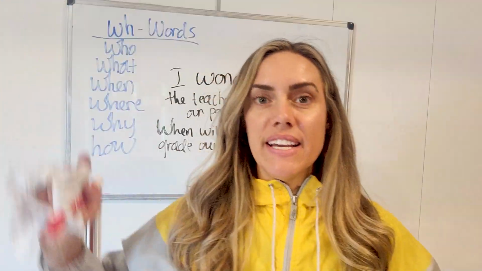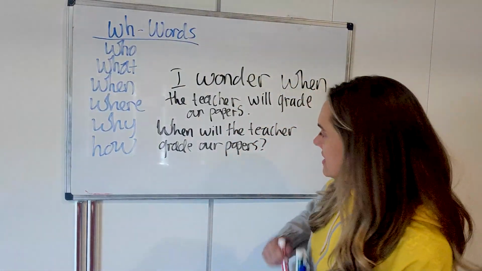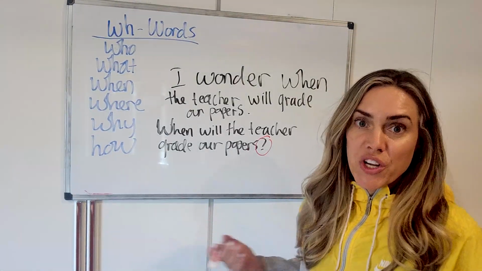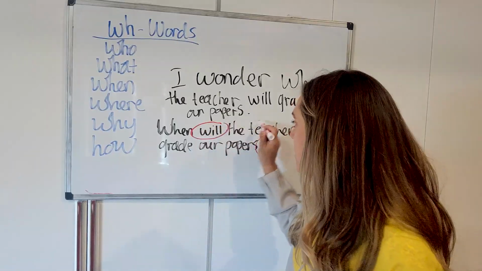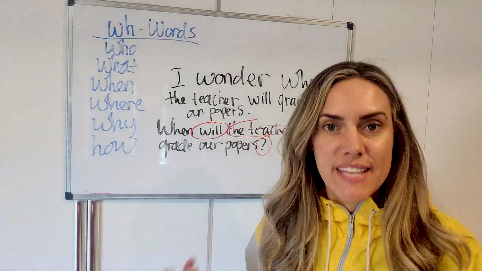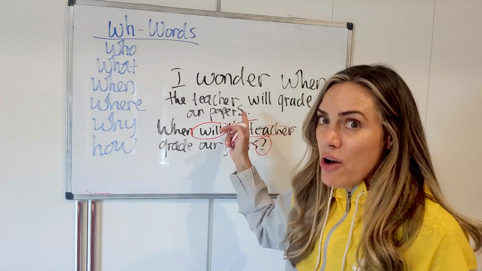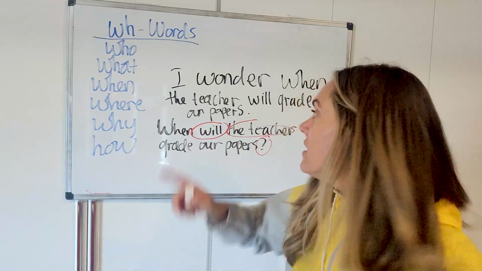Now, the biggest mistake I see with noun clauses is right here. This is a question. So when we have a question, we usually have question word order. That means you put the verb before the subject. But this is not a question. It's a noun clause. You need to put the subject before the verb.